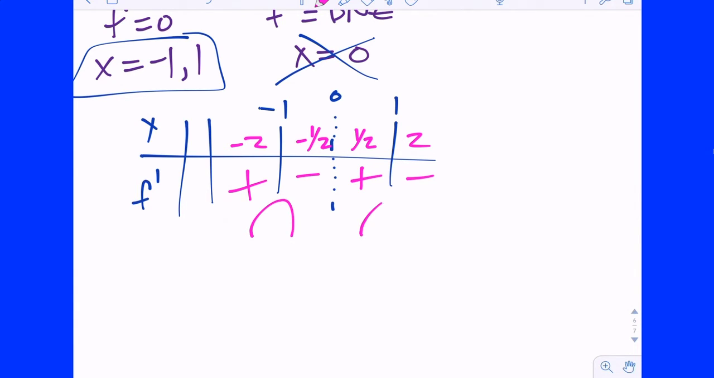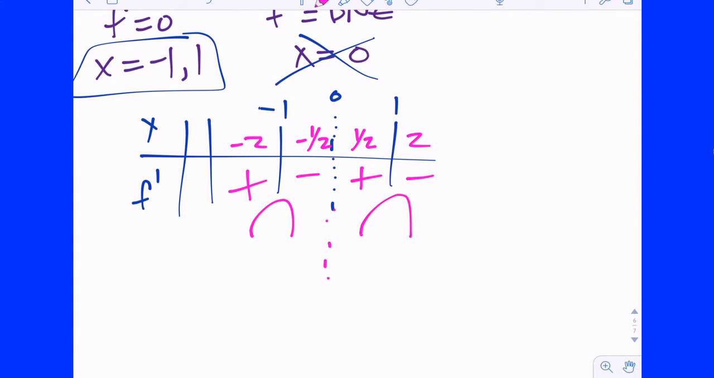Here we go. Positive to negative, negative to positive. How am I doing? Not great. The whole purpose of having the dotted line there is so we don't put the smiley face there. It's a vertical asymptote. So we only have 2 extrema, and they're both the same type. So we can justify them in one sentence, can't we?